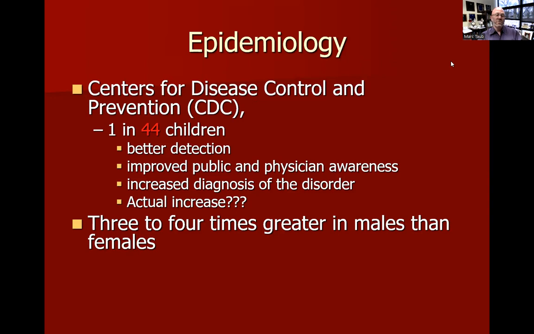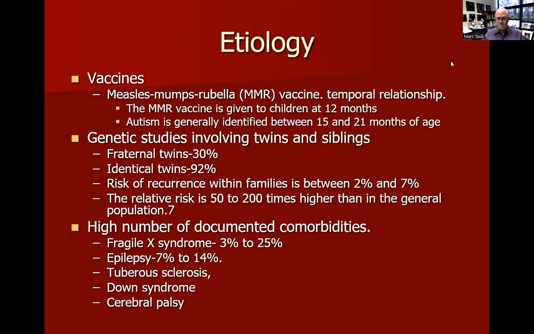And in terms of school in the US, you can get more administrative help and resources if there's an actual diagnosis. There is a documented 3 or 4 times greater propensity in males versus females.